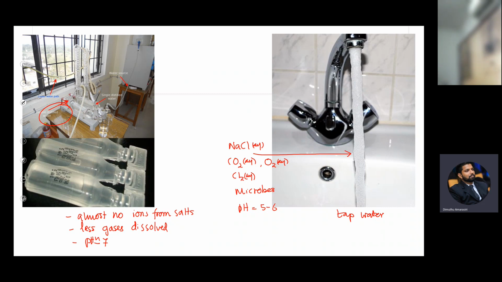What's the next question? Explain why distilled water is used in practical chemistry rather than tap water. You can now write an answer, right? Tap water may have some impurities, and these can interfere in the experimental results, whereas distilled water has almost no salts, fewer gases dissolved and pH is around 7. Okay, so make your own answer.